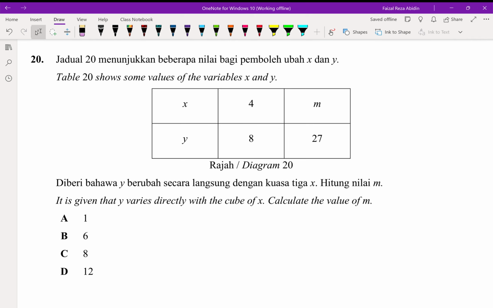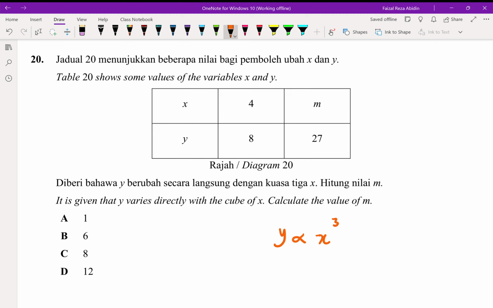Table 20 shows some values of the variables x and y. It is given that y varies directly with the cube of x. So we write it down first. What does it mean by cube of x? x cubed, isn't it?